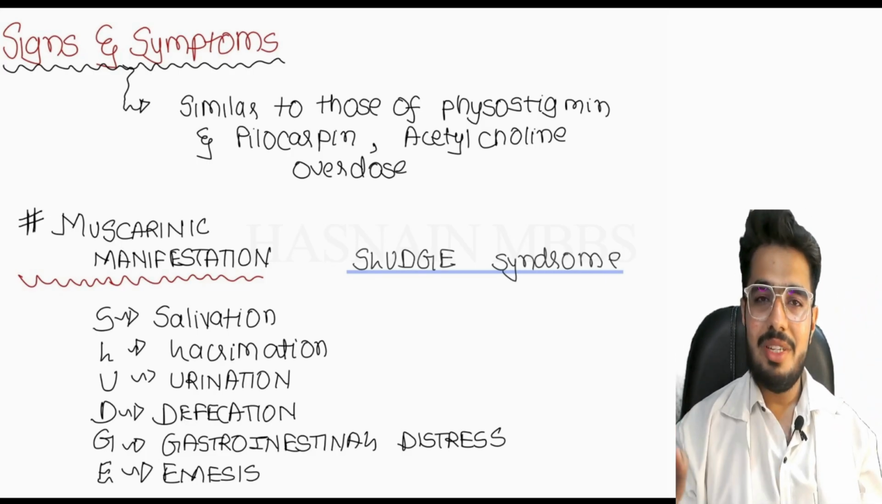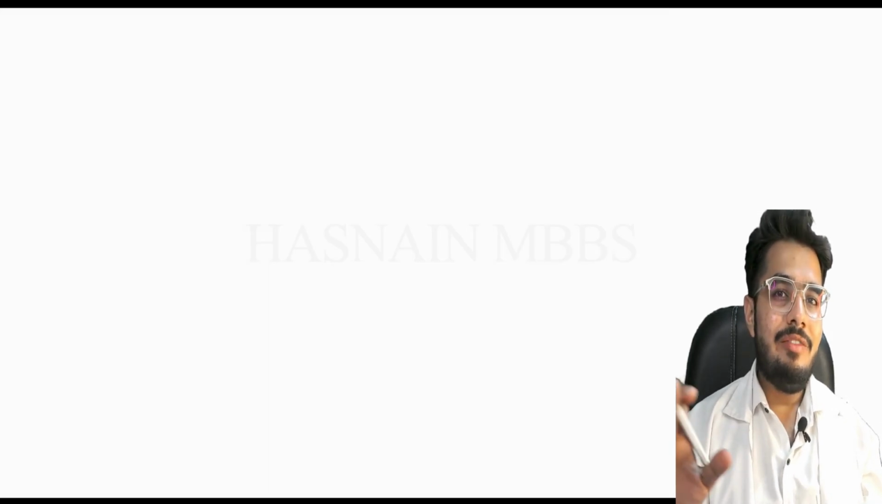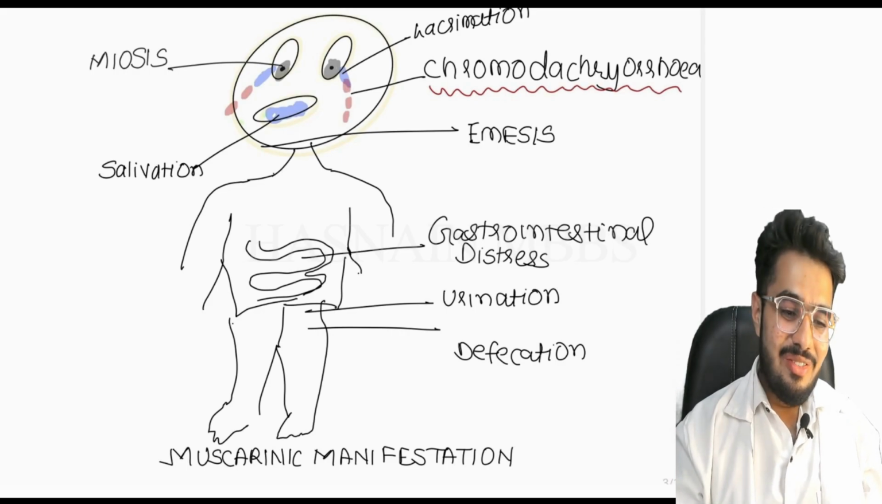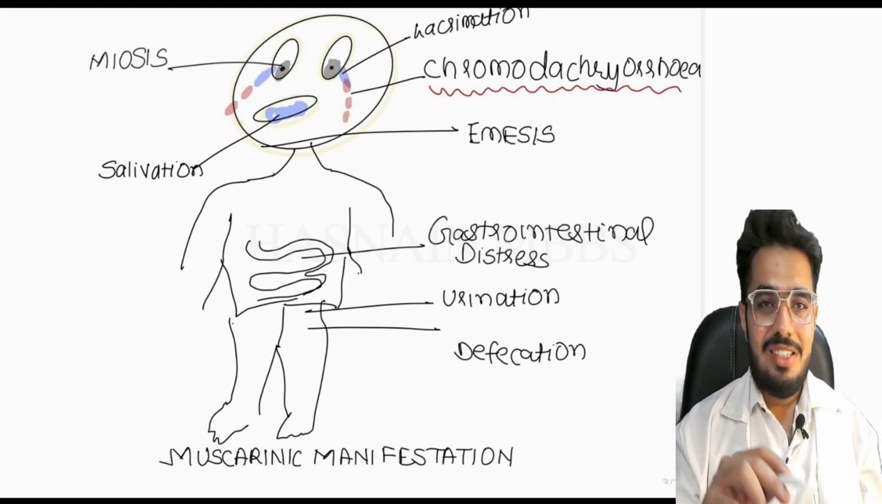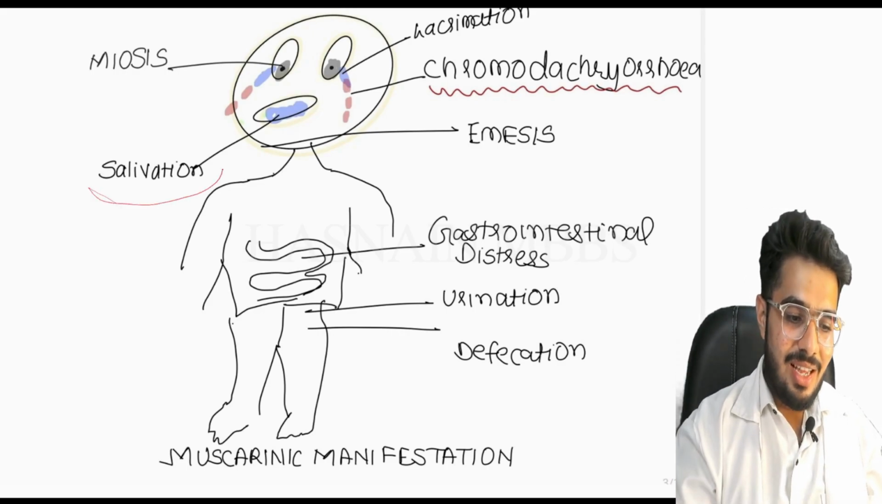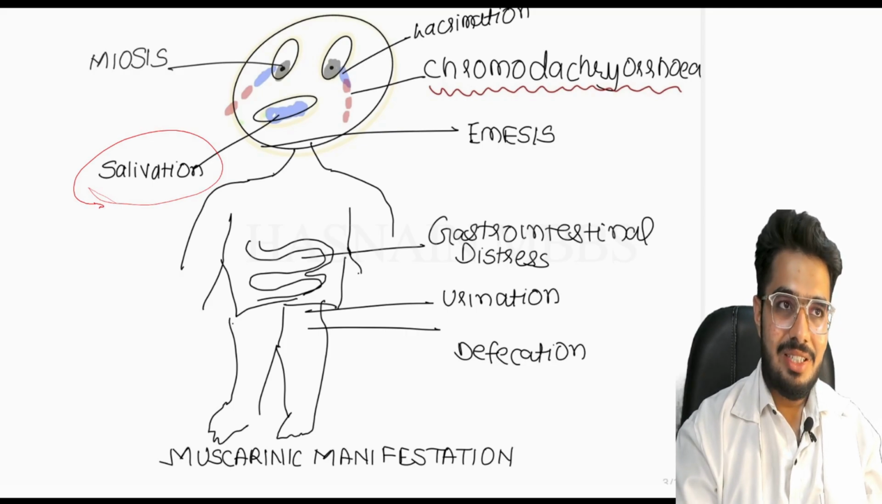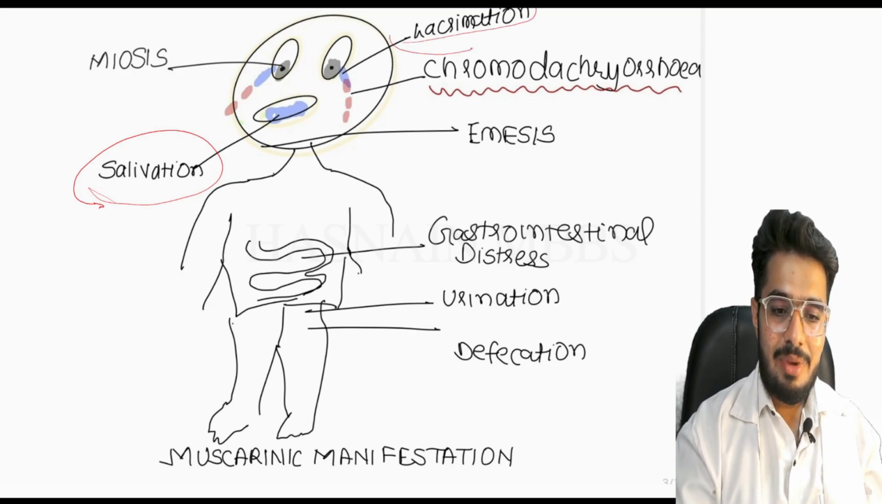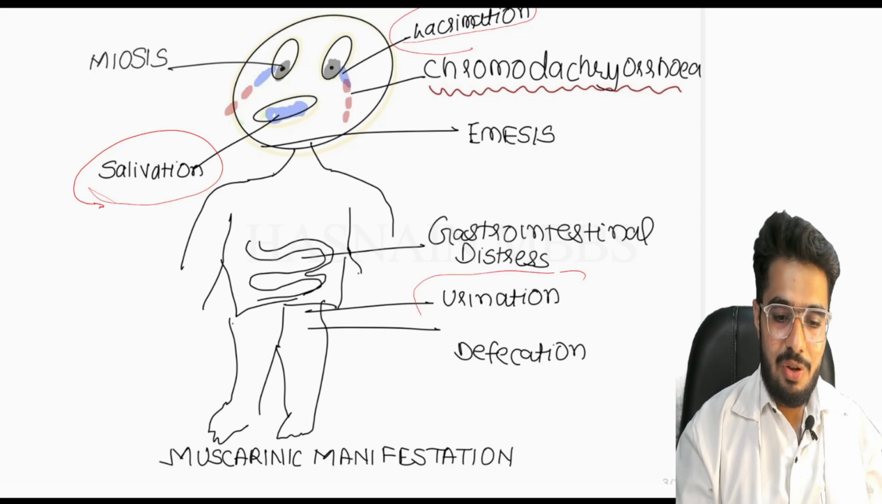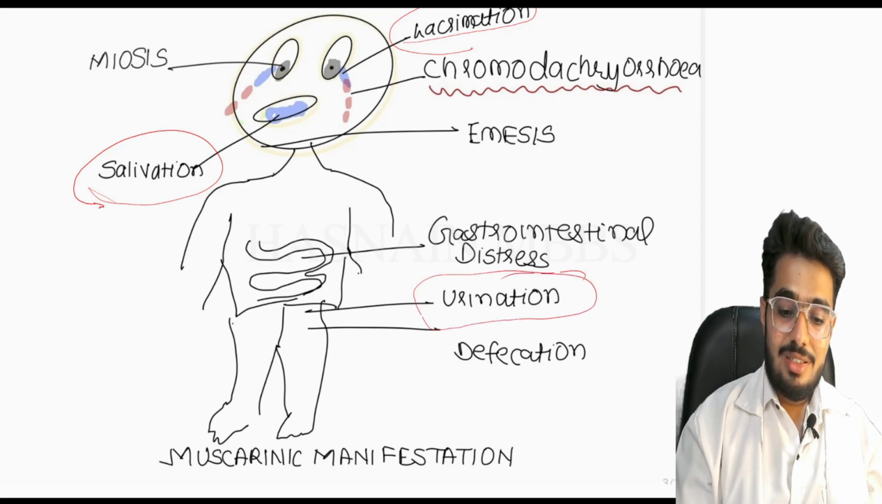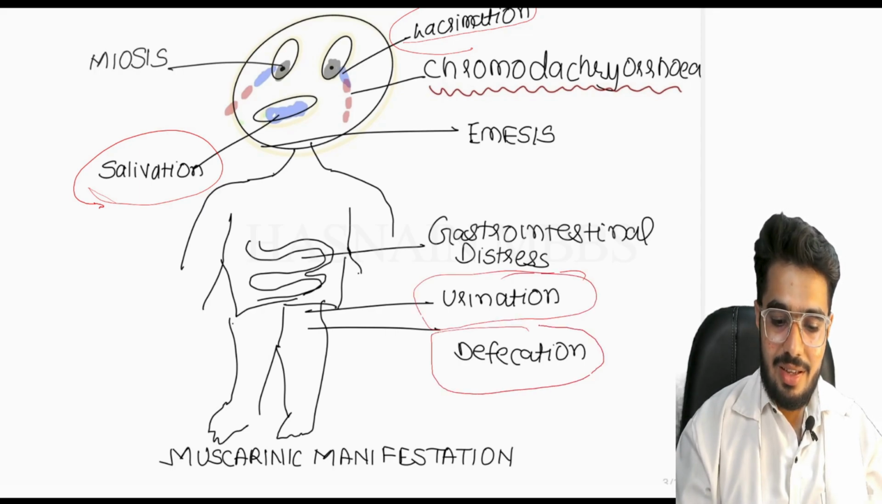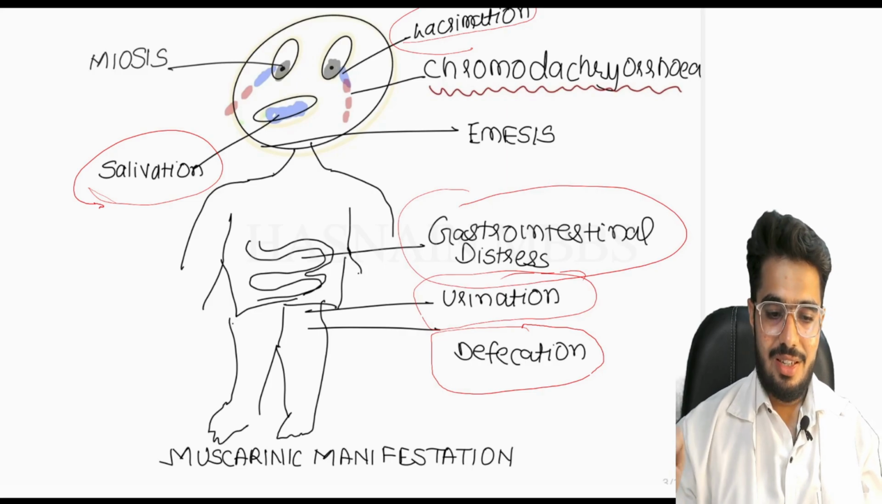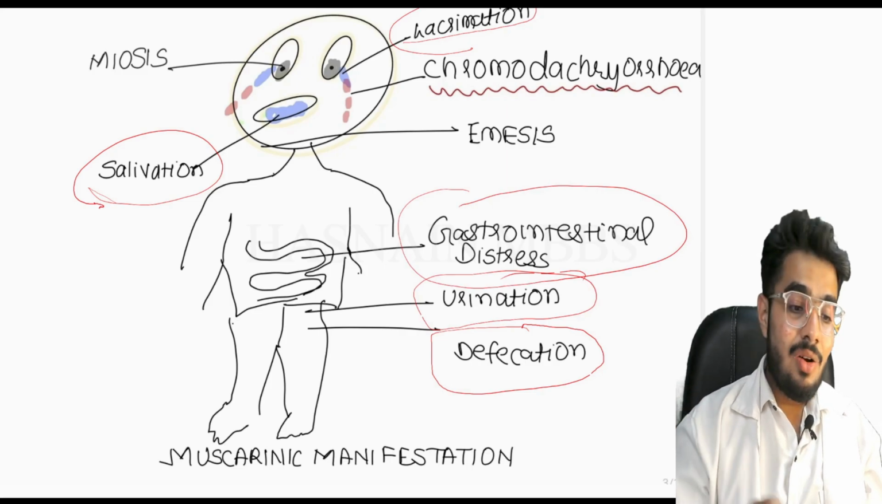We understand the muscarinic effect. Let me illustrate with a very funny drawing, so by this we can understand each and every symptom. S for salivation, L for lacrimation, U for urination, D for defecation, G for gastrointestinal distress, and it will cause miosis.